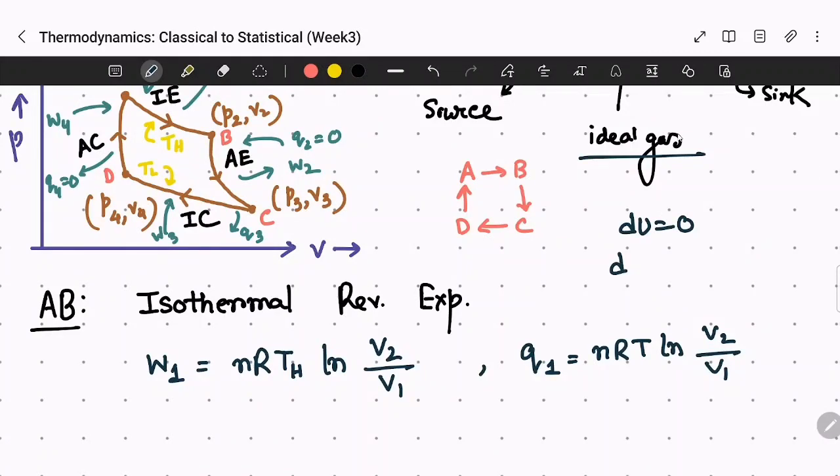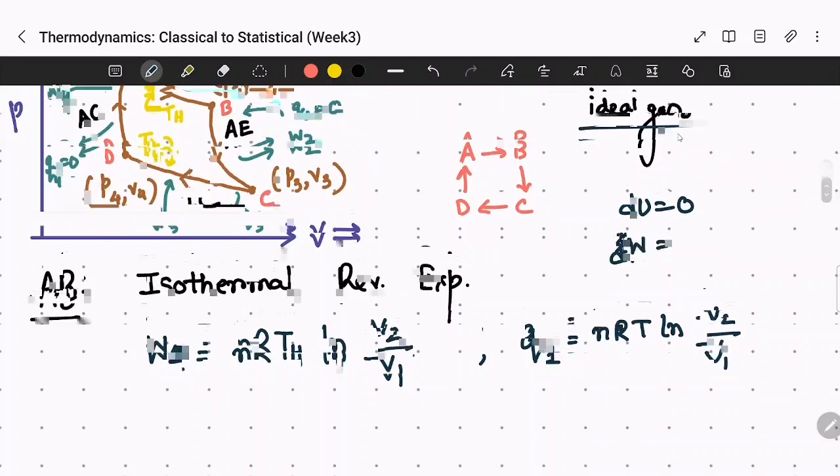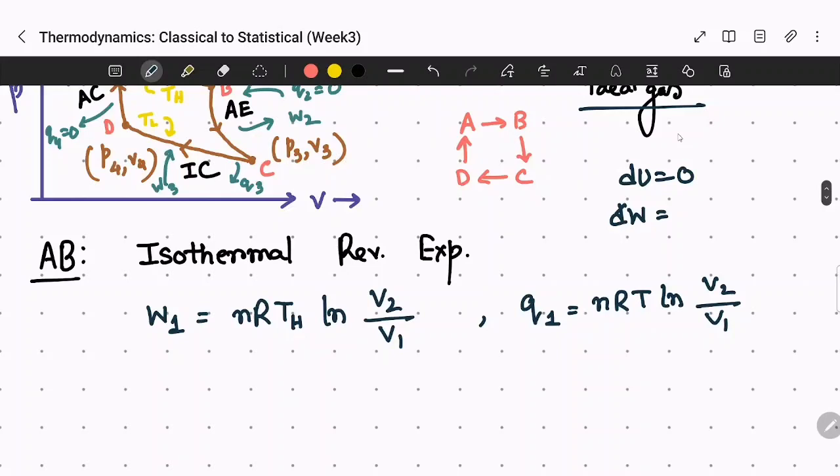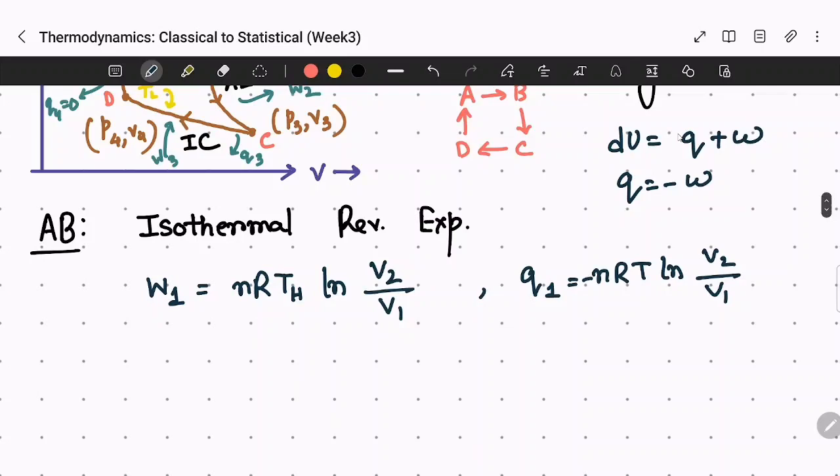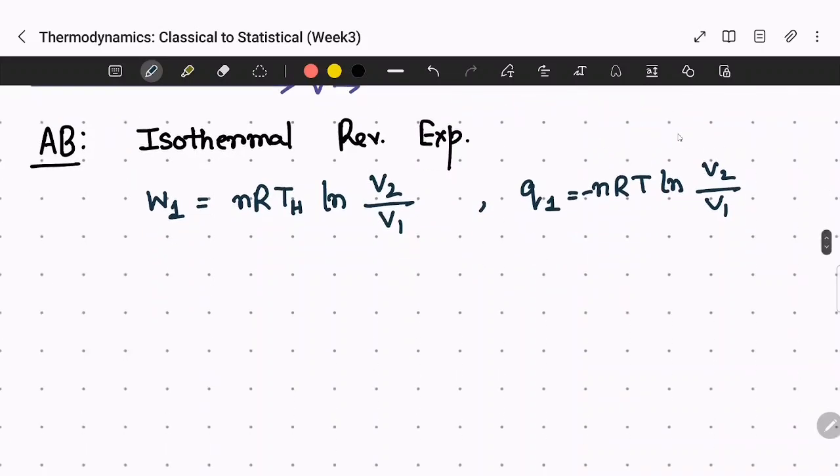So we can write, if dU is 0, then đw equals, basically these are đw. We are just writing in terms of w or q, but this is basically đw or đq. So we can think like that. This is dU equals q plus w in this form. Then q will be equal to minus w, like this. So in that way there will be a minus sign. Okay. So this is isothermal reversible expansion.